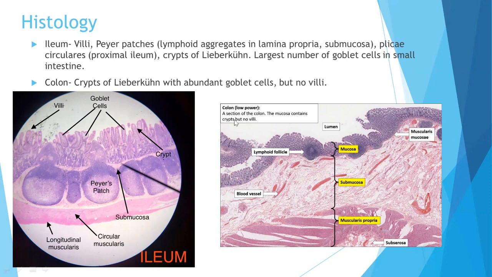The colon consists of strips of crypts of Lieberkühn with abundant goblet cells, but no villi. So villi are absent in the colon. The villi are present up to the ileum.